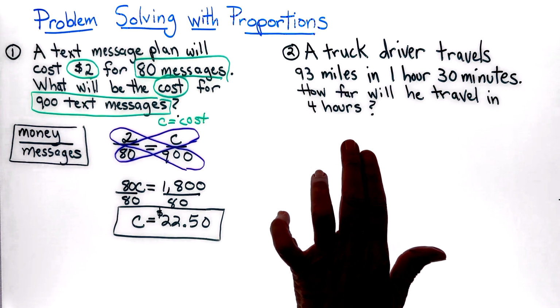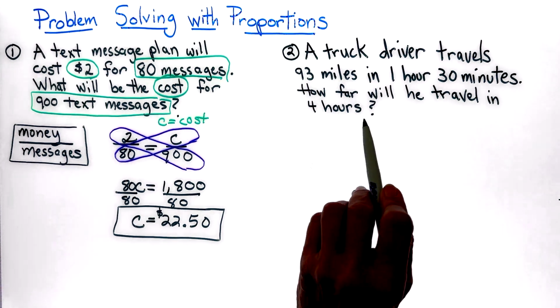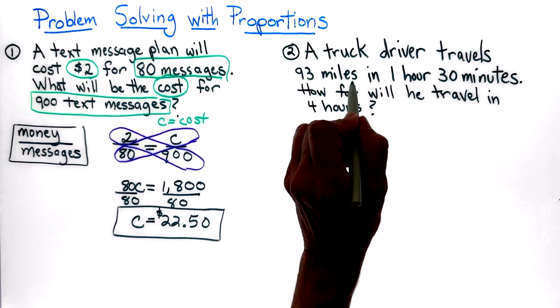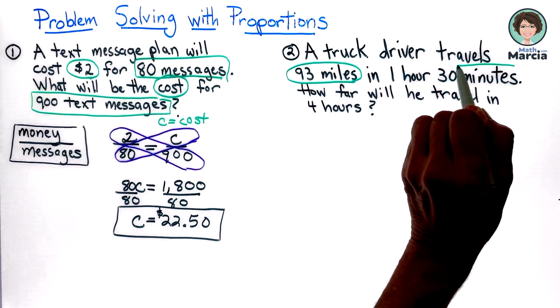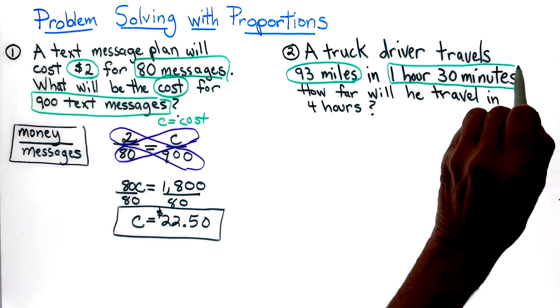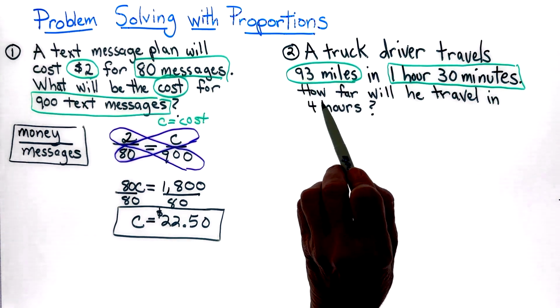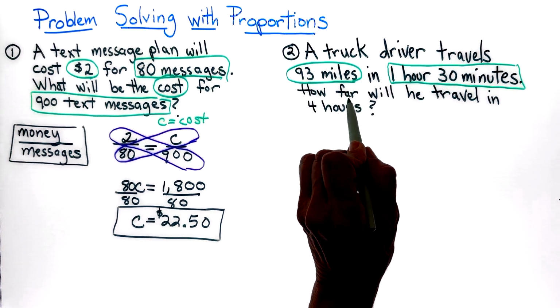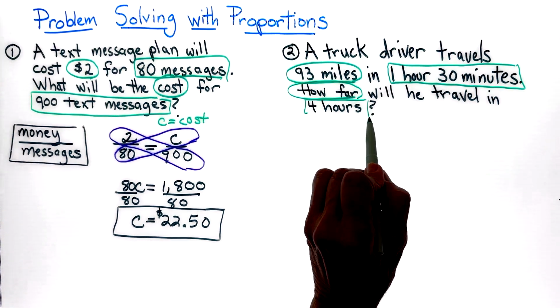So let's look at number 2. A truck driver travels 93 miles in 1 hour and 30 minutes. How far will he travel in 4 hours? Okay, so let's go back. A truck driver travels 93 miles. Notice I'm marking my text in 1 hour and 30 minutes. So I see we're comparing miles with minutes. We want to know how far will he travel in 4 hours.